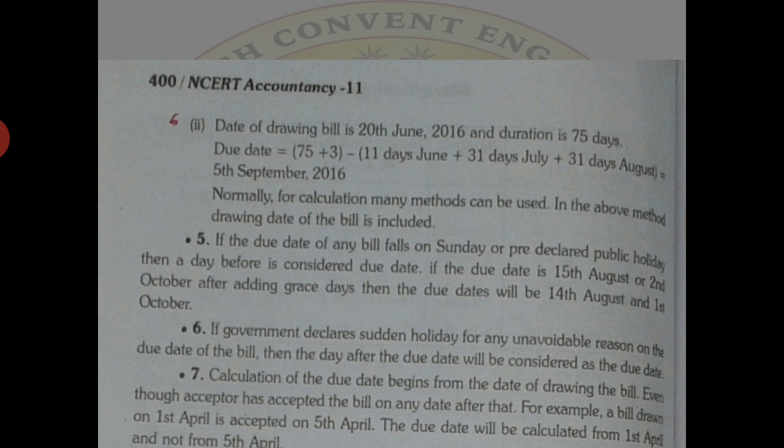Point number 7, calculation of the due date begins from the date of drawing of the bill, even though the acceptor has accepted the bill on any other date after that. It means if the bill is drawn on 1st April and accepted by the debtor on 5th April, then the due date will be calculated from 1st April, not from 5th April, because the bill was made on 1st April.